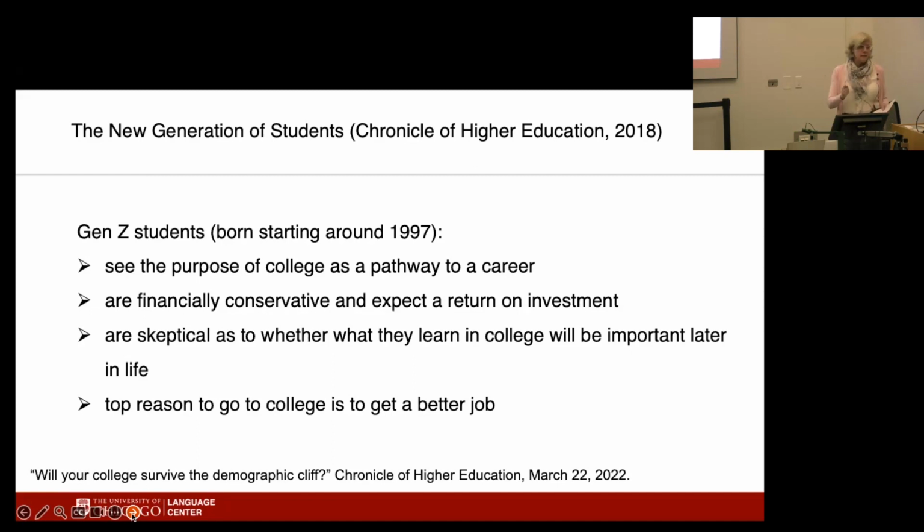These kids see college as a path to a career. That makes sense in terms of the increase in STEM majors. They're very financially conservative. They don't want to go into debt.